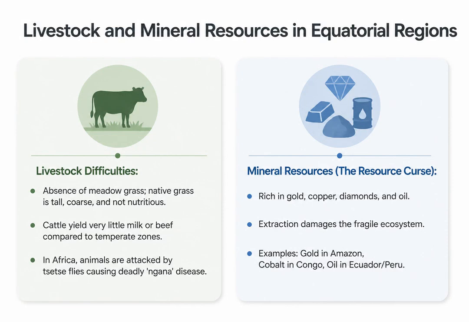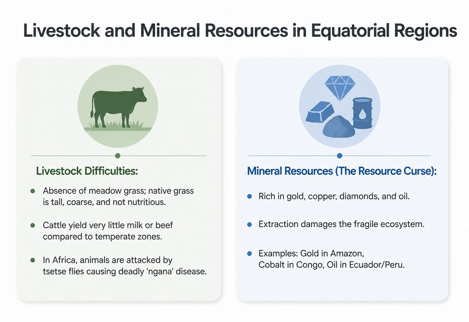Beyond farming, livestock rearing is also severely handicapped here. There's no soft meadow grass. The native grass is tall, coarse, and lacks nutrition. Cattle produce very little milk or beef. In Africa, livestock are also plagued by the tsetse fly, which spreads a deadly disease called nagana.